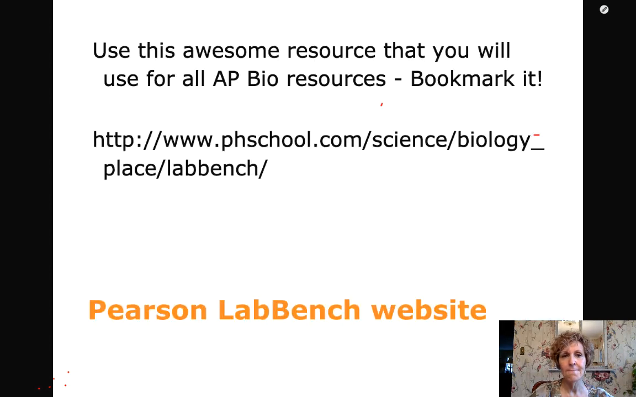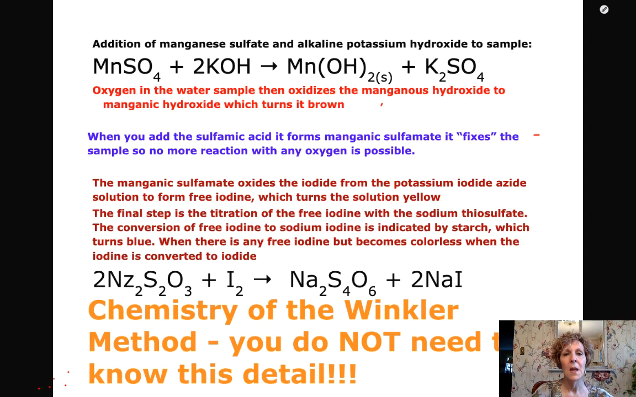So I've got the address here for the Pearson Lab Bench. My students should have that bookmarked. You're going to use it for every single AP Biology lab. The chemistry of the Winkler method you do not need to know. It is in your lab if you want to look at it, but you do not need to know that for the College Board exam.